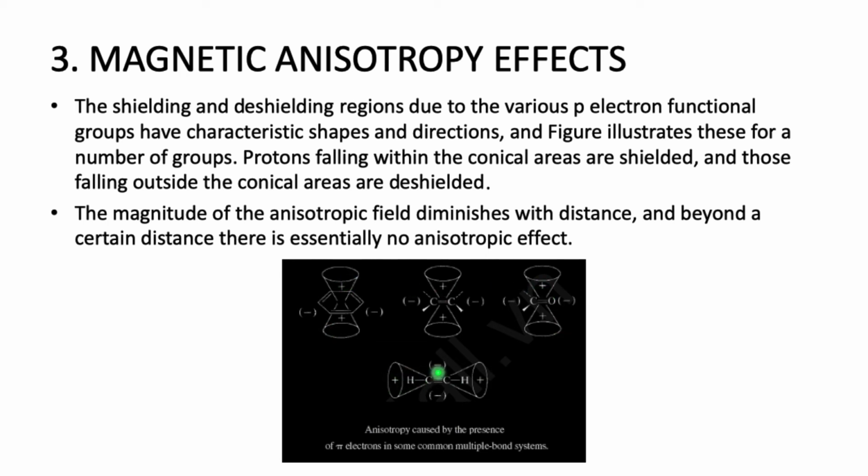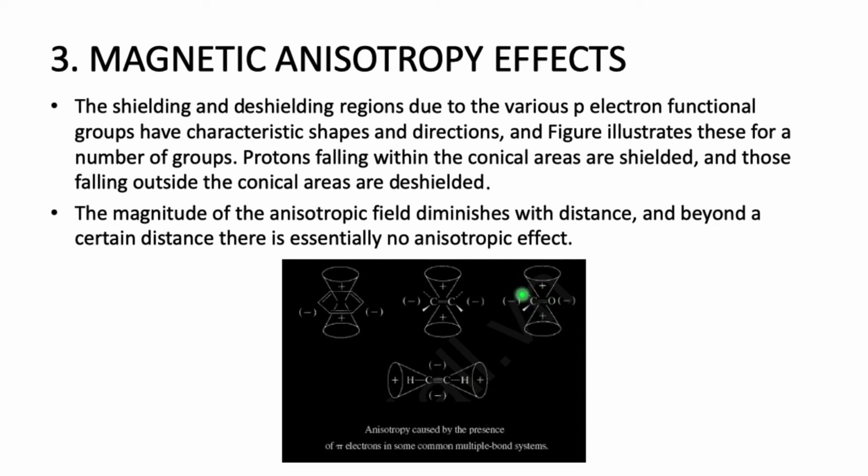And the protons, if they are outside this conical region, are highly deshielded, since they are around and out of these conical areas. Generally, if the proton is in these conical areas, they are highly shielded. If they are outside this conical area, they are highly deshielded. So this is what we should remember, and this is how the magnetic anisotropy effect has a role to play, in particular with the aldehyde hydrogens.